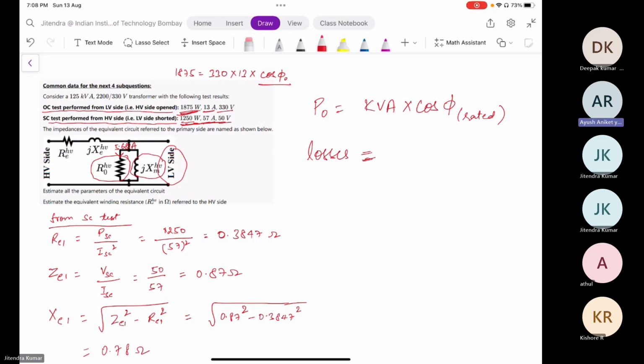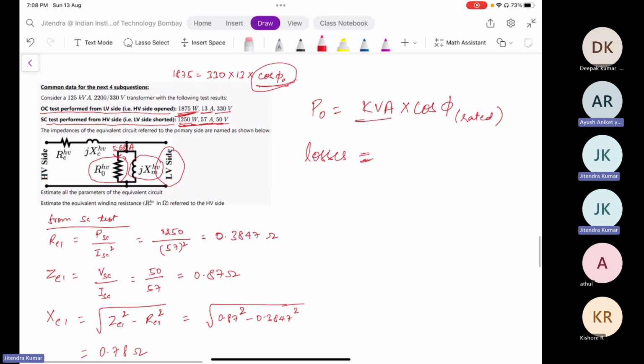Sorry, sir. The value of cos phi not rated, from which test do we have to compute it? No, cos phi not rated, you are saying this phi not. This is from the open circuit, but that will not come across the rated condition. So you have to find out the power factor from the SC test, because in the SC test there is a full load condition.